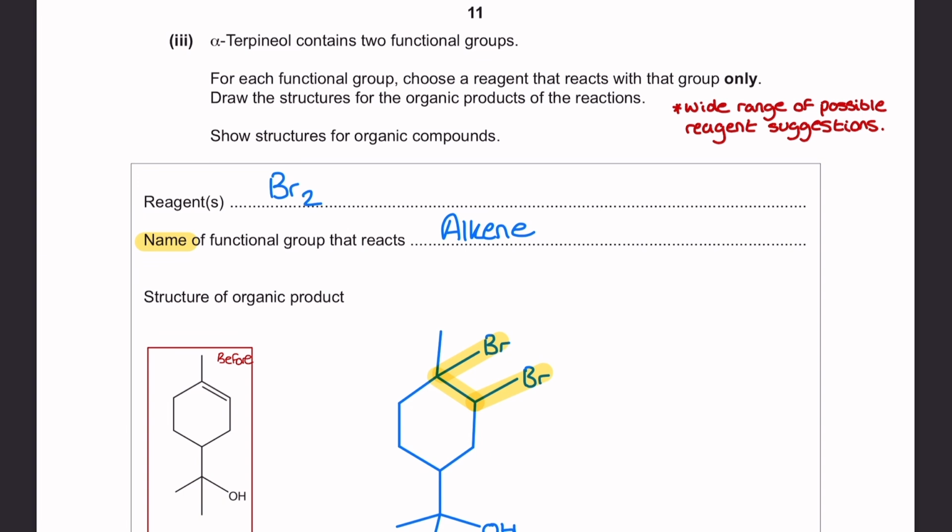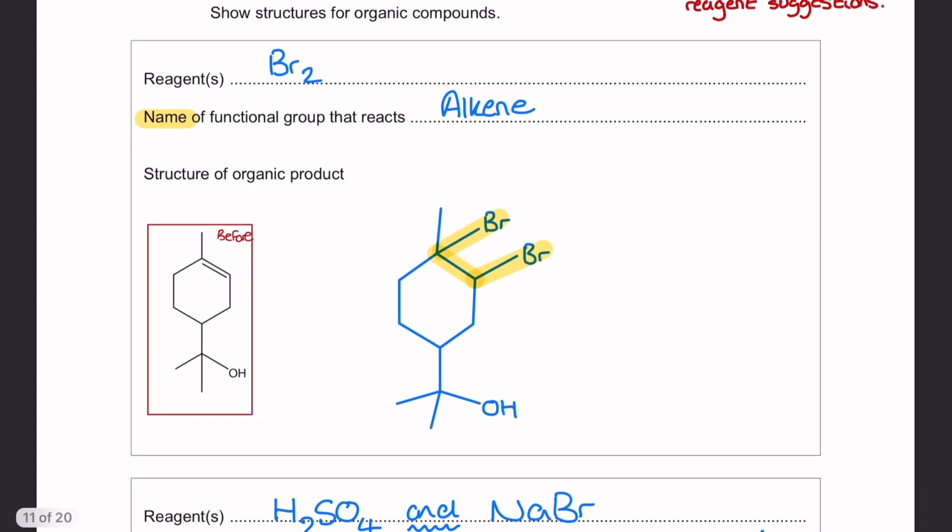Draw the structures of the organic products of the reactions. Show structures for organic compounds throughout here. Clear instruction. I actually think you get more instruction on the unified chemistry exam than you think. It's just the questions can be quite intimidating.